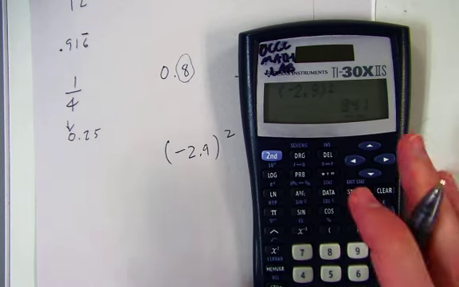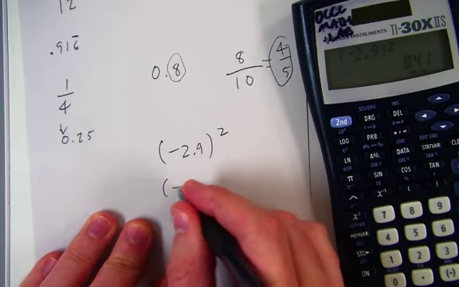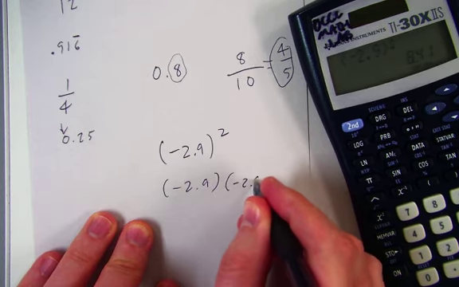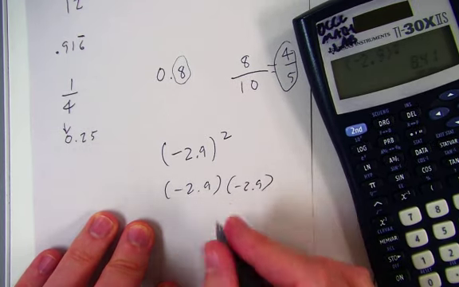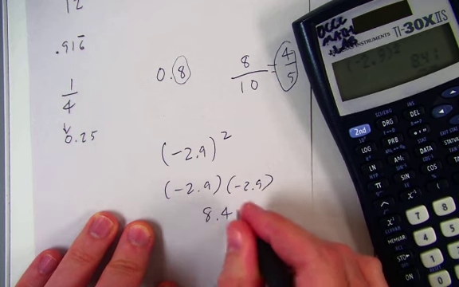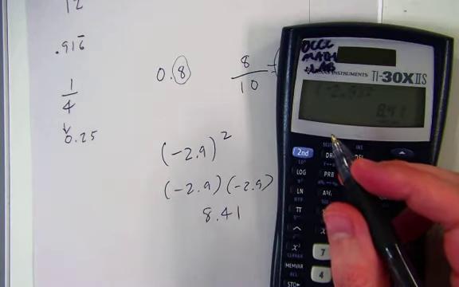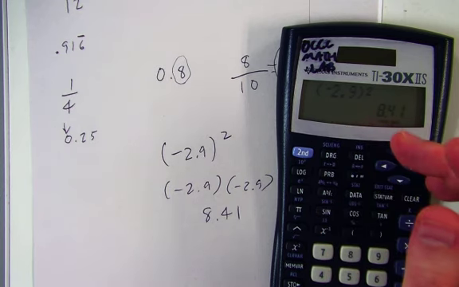I will get the right answer. So 8.41 is what we want here. Makes sense because if we know that this means negative 2.9 times negative 2.9, and we also know that when we multiply a negative times a negative, we get a positive. So our answer does need to be positive, but those parentheses matter very much in a problem like this. If you leave those out, try to do the whole thing in your calculator, you can certainly get into trouble. Okay?